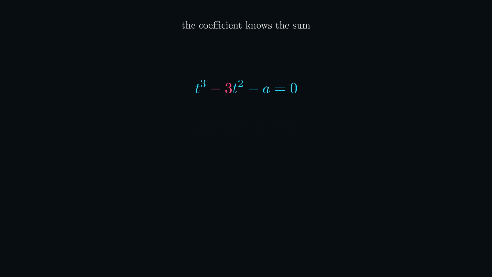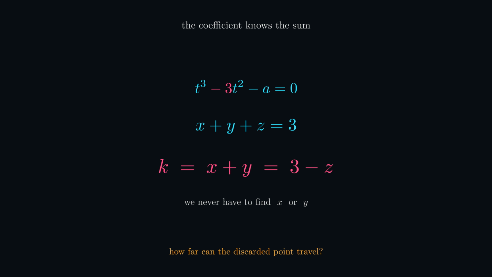Now use the one fact that ties all 3 roots together. In the cubic t cubed minus 3t squared minus a, the coefficient sitting in front of t squared is minus 3. And for any cubic, the sum of the roots is that coefficient with the sign flipped. So x plus y plus z equals 3. Always. For every height we might have chosen. Rearranged, that says the quantity we are hunting, x plus y, is simply 3 minus z.